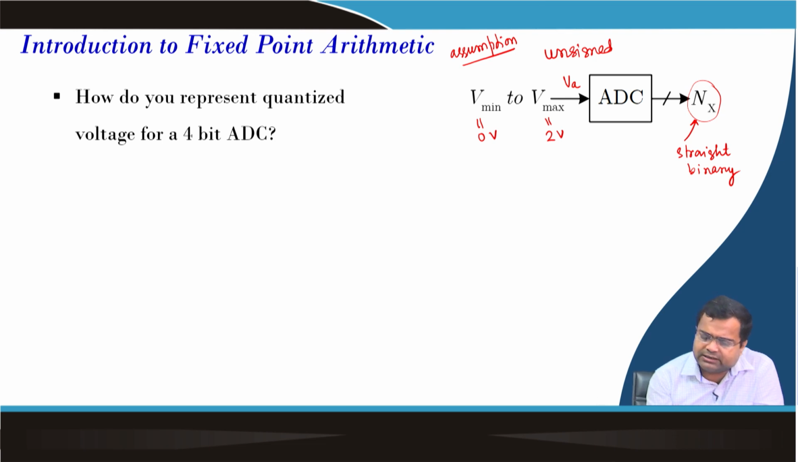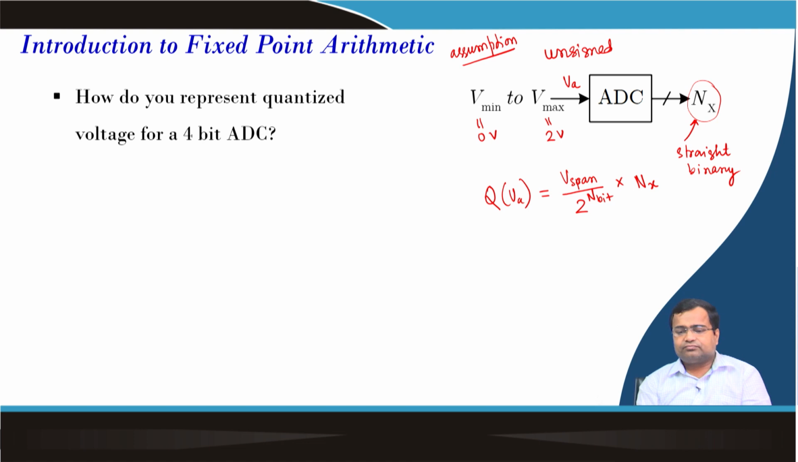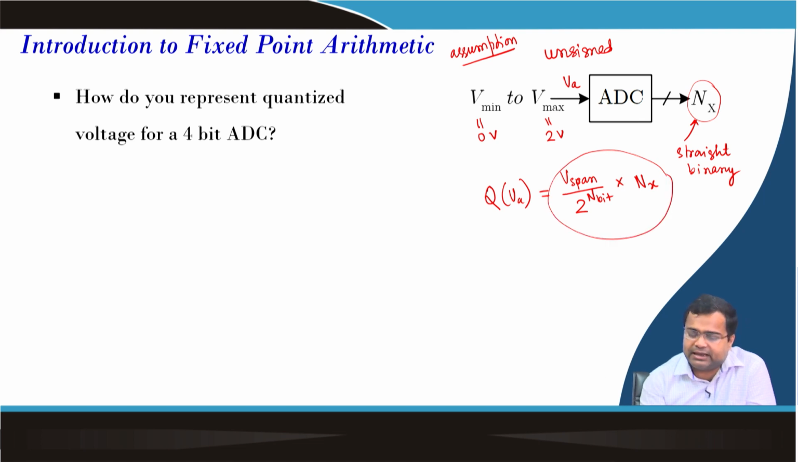So, last time what did we do? We got the quantized VA, which is V span divided by 2 to the power n bit, multiplied by nx. Here, this whole thing we want to write in terms of ny, in decimal. So, this is in decimal ny.